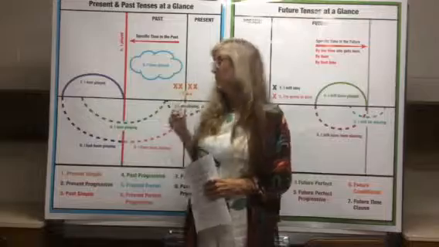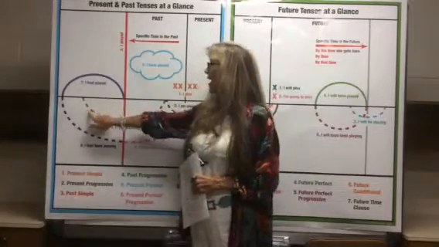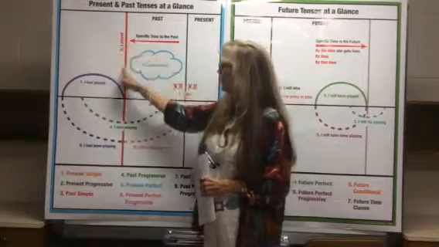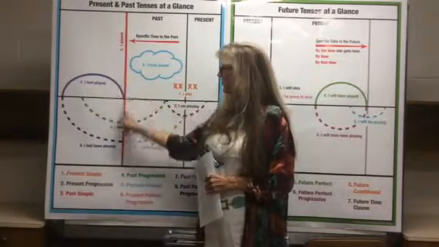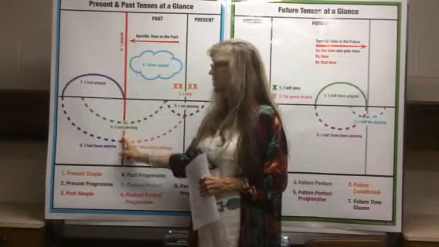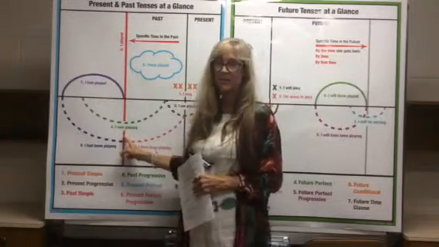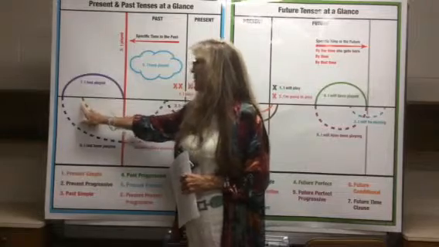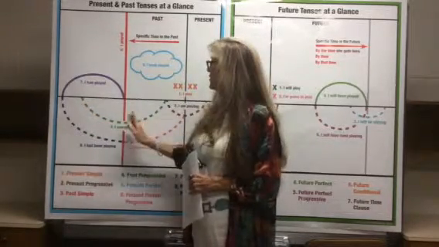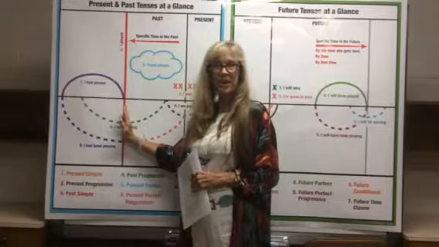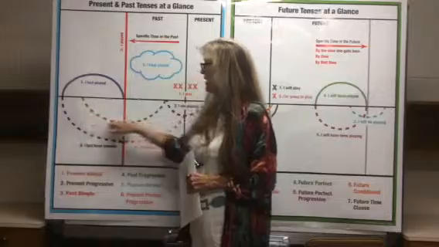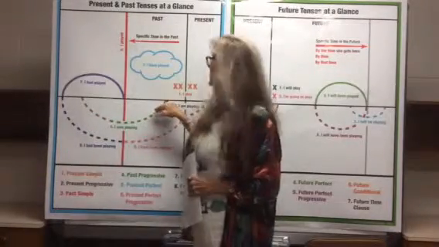Let me give an example. I was showering when you called. Okay, so the specific time or event in the past was you called. That's past simple. What was going on when you called? I was showering. So either I stopped here and I answered the phone, or I didn't answer the phone because I was showering.